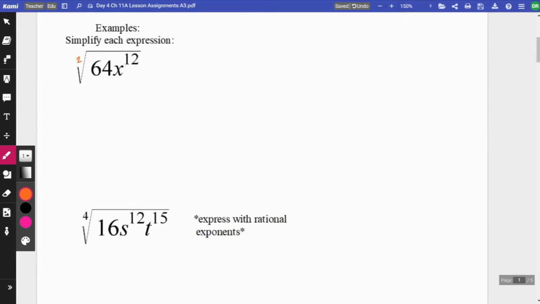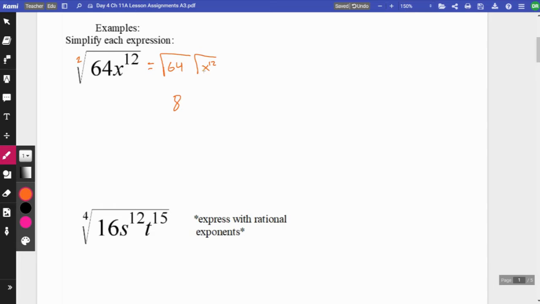There's a couple of different ways to think about this. Maybe I want to split it up into square root of 64 and square root of x to the 12th. Reason being, square root of 64 is easy enough. We know square root of 64 is just 8. What number times itself is 64? So that would turn into an 8.